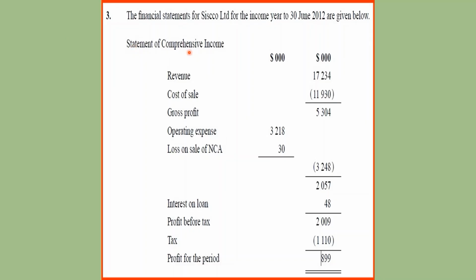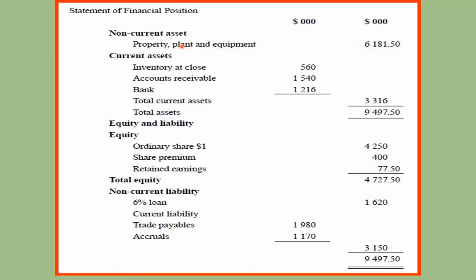We are given some financial statements here. A statement of comprehensive income first, and it's for Cisco Limited. It's a condensed vertical format. Also have the statement of financial position on the balance sheet, again in vertical format. However, it does not give us the working capital.